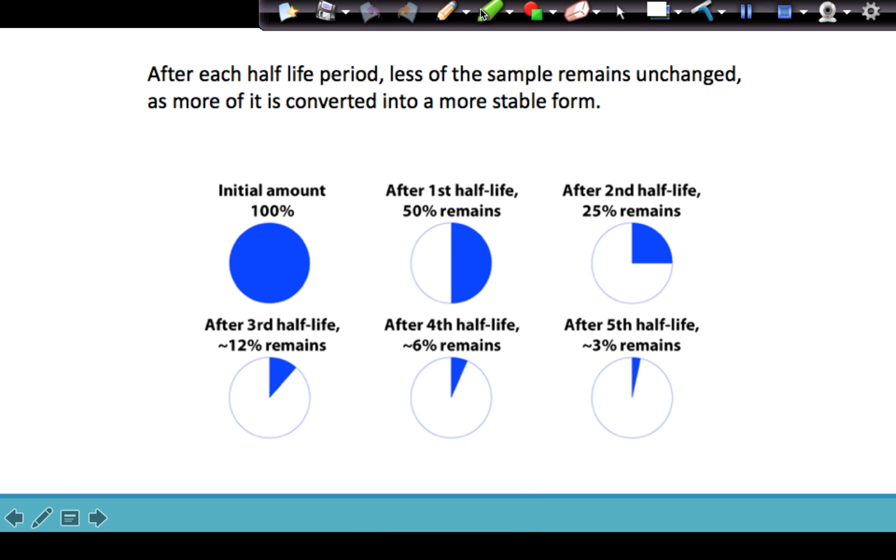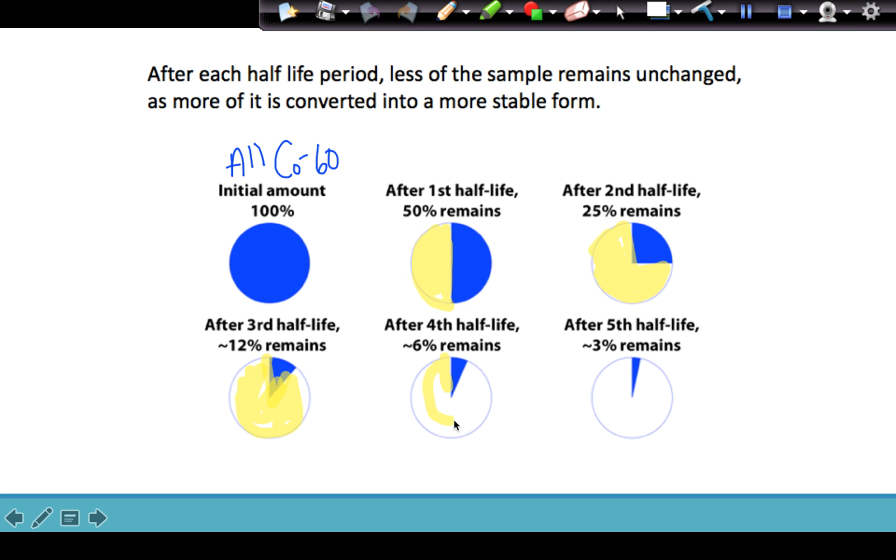So again, if we're talking about this cobalt 60 and this nickel 60, initially this is going to be all cobalt 60. Here, half of it remains cobalt 60, half of it has turned into nickel 60. Here, a quarter of it is cobalt 60, and 3/4 of it have turned into nickel 60. Now we have 12.5%, and the rest has turned into nickel 60.